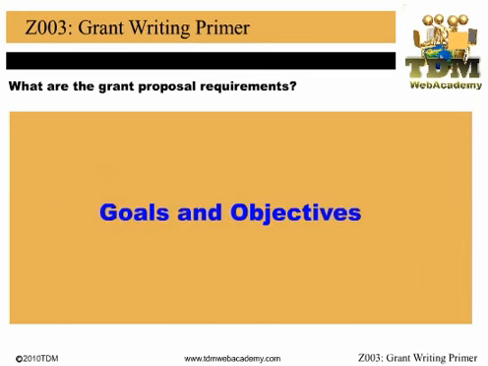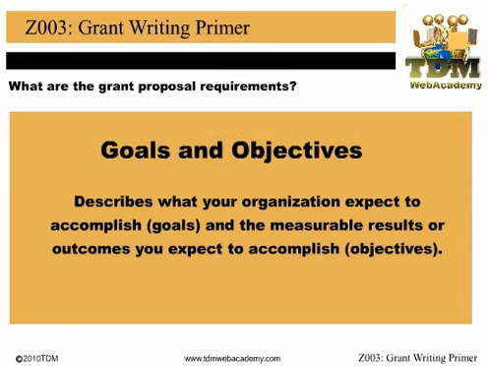Goals and objectives. The Goals and Objectives section of a grant proposal describes what your organization plans to do to remedy the situation. In other words, what does your organization expect to accomplish, goals, and the measurable results or outcomes you expect to accomplish, objectives. Well-defined goals and objectives represent results and become the criteria to measure success of the project and show to funders that the situation has been resolved.